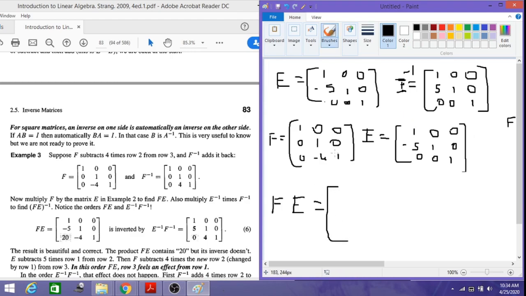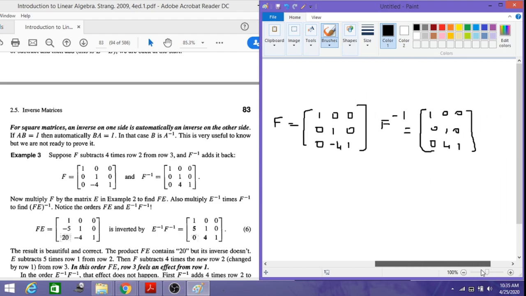Let us multiply this. What we have here is 1 0 0. Now let us multiply the second row. What I get here is minus 5, then 1, and here 0. Then for the last row, you multiply, and you will get 5 fours are 20 here, then minus 4, and then 1 here. Right? So this is F into E.